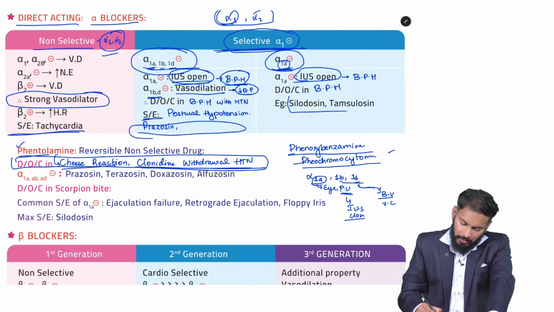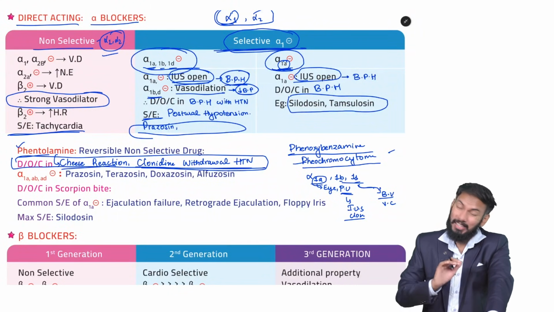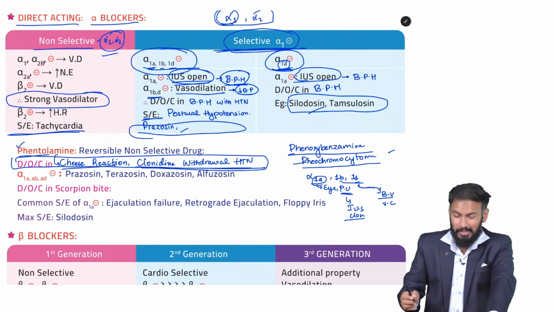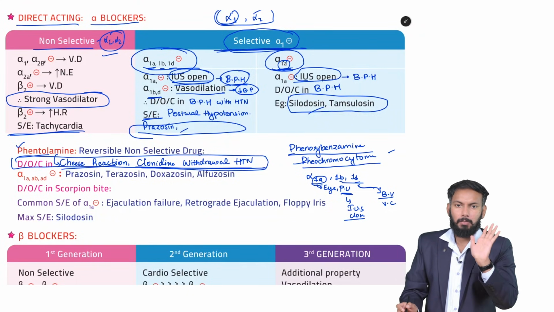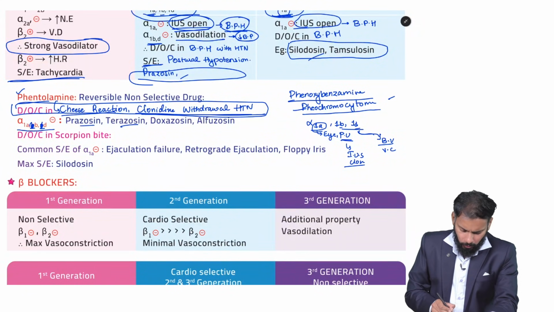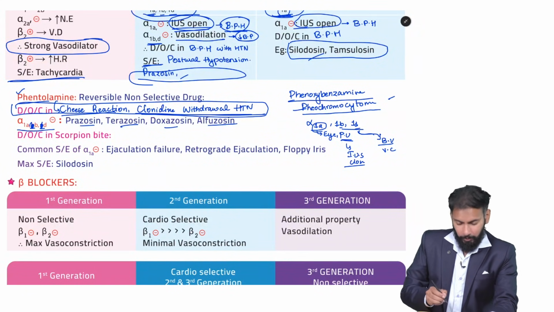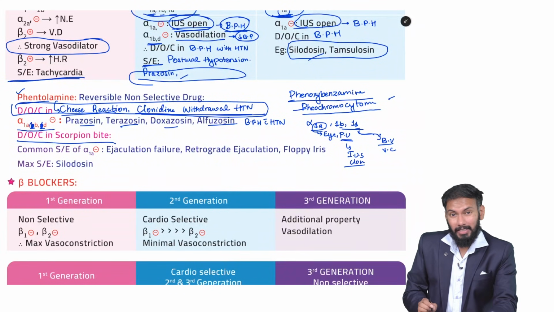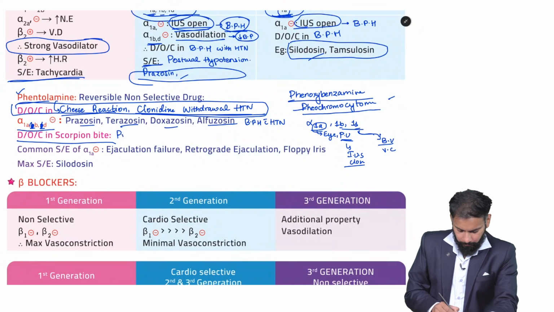How can you remember this? Silodosin, tamsulosin. This is prazosin, this is silodosin, tamsulosin. Did you understand this much? Yes. Now, we will see here alpha 1A, 1B and 1D blockers. Examples are prazosin, terazosin, doxazosin, alfuzosin. Now, this is used in BPH with hypertension. Prazosin is also the drug of choice in scorpion bite. So it can be used also in scorpion bite.